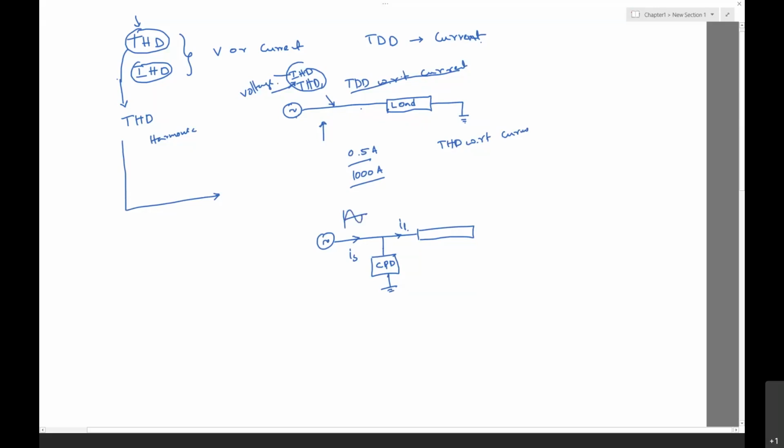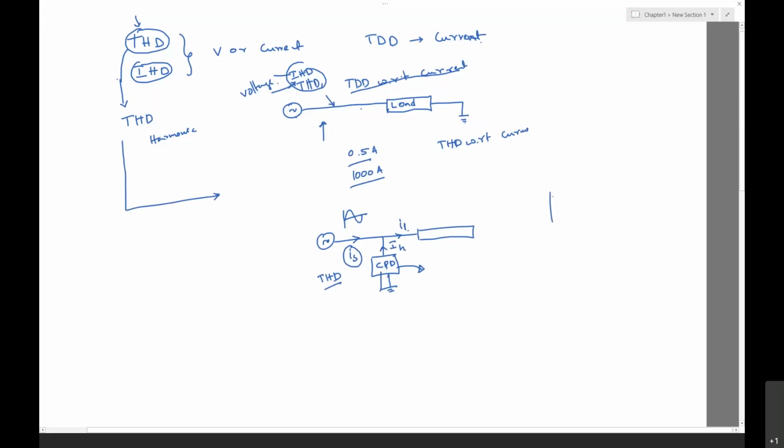Whatever the harmonic content is, it is going to be compensated by this custom power device. In that case, if you want to know the performance of your custom power devices, you measure the source current. THD, total harmonic distortion, is appropriate whenever we are going for custom power devices, to know their performance. That's what I was mentioning.